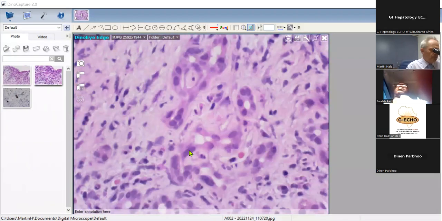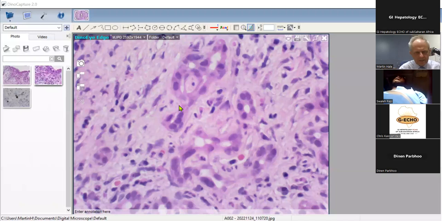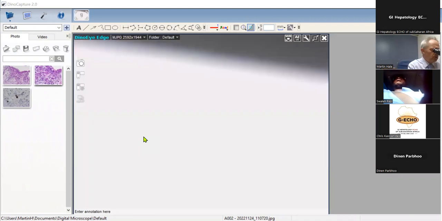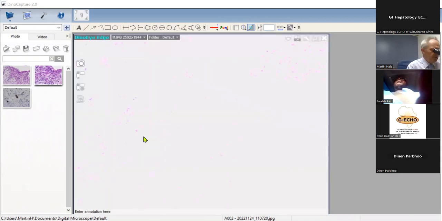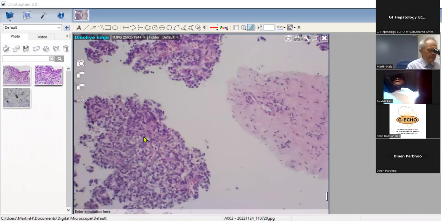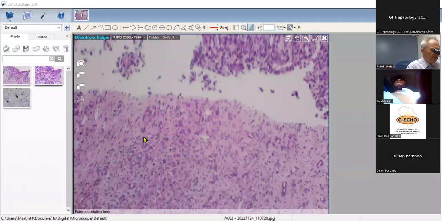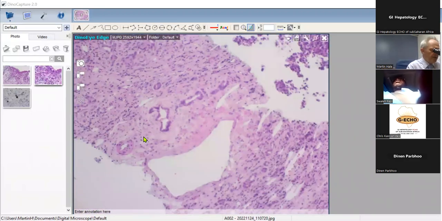And this is abnormal, this sort of picture, to see the cellular pleomorphism and hyperchromatism. You can see this epithelial attenuation. You can see the variation in the nucleus size. And you've also got the beginnings of a bit of desmoplastic stroma in the portal tract. So the question then arises, could this be a combined hepatocellular cholangiocarcinoma? And I think the answer to that is, it probably is.